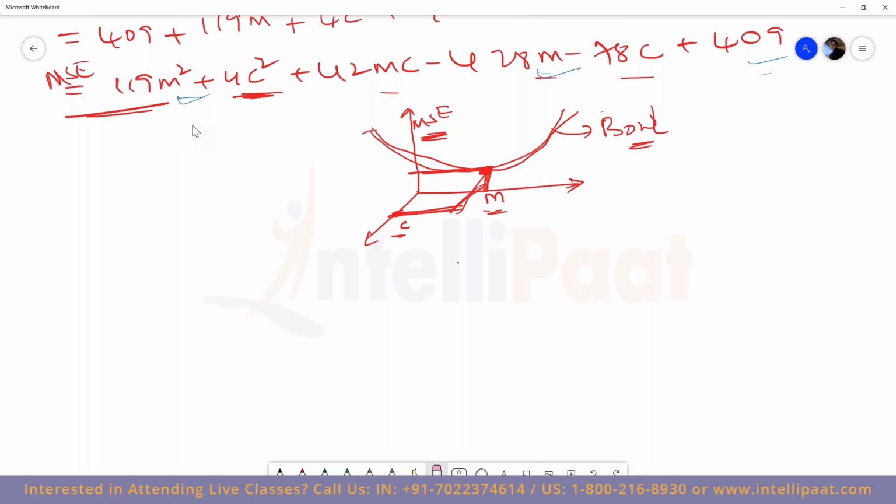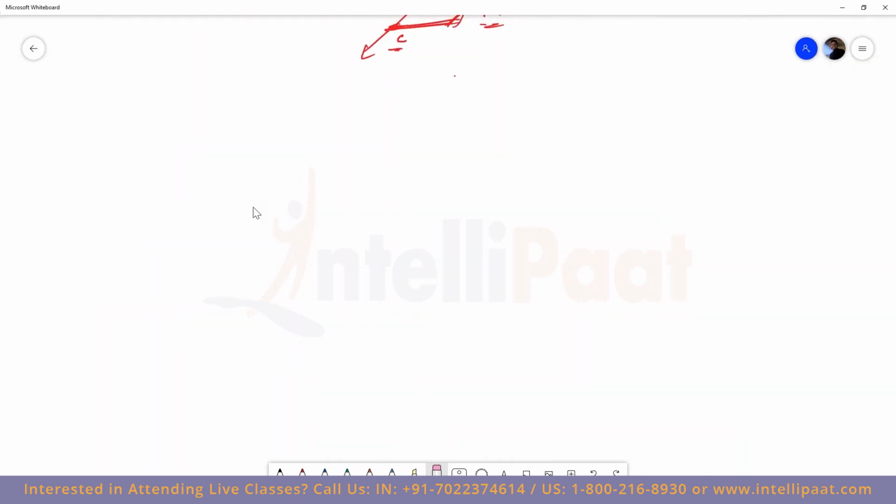So you have MSE. Let me simplify this for you with a very simple equation. Let's take y is equal to 2x plus 3. This is a straight line equation. Let's instead take 3x square plus 2x plus 1. If I want to find the minimum value of this equation, how do I find it?